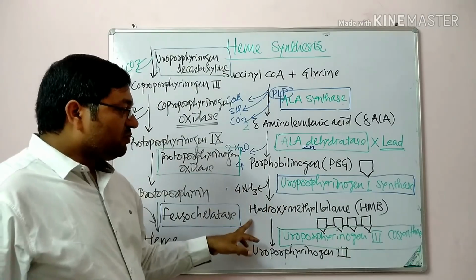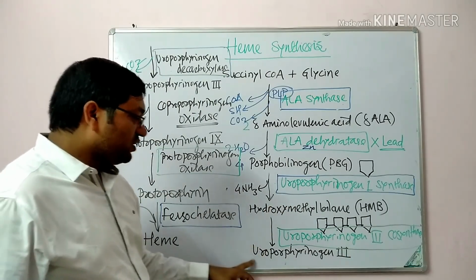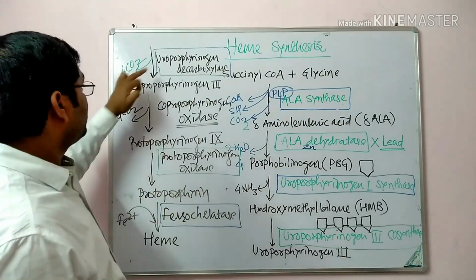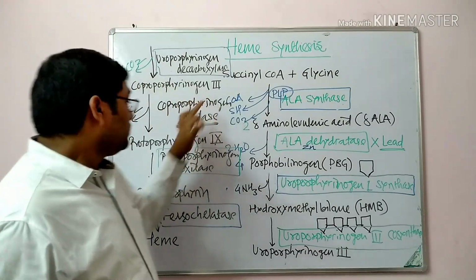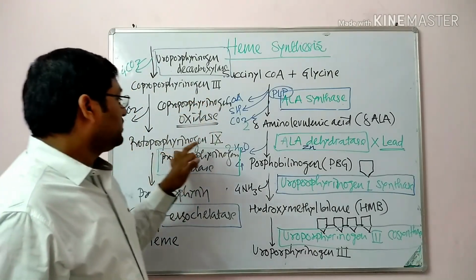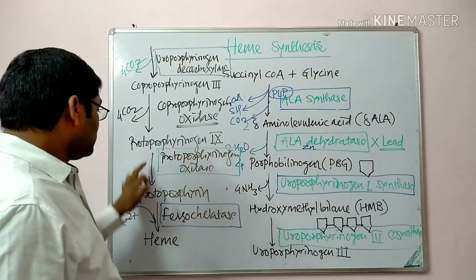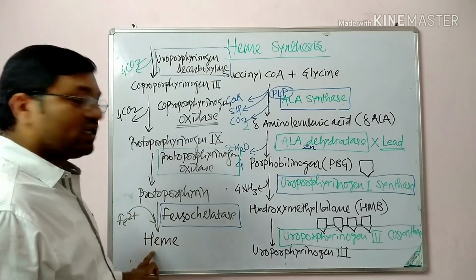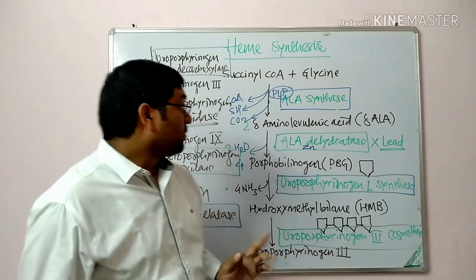After this hydroxymethylbilane, it gets converted into uroporphyrinogen III. This uroporphyrinogen III is converted into coproporphyrinogen III, which gets converted into protoporphyrinogen IX, and which is converted into protoporphyrin, and iron gets the central position and it gets converted into heme.